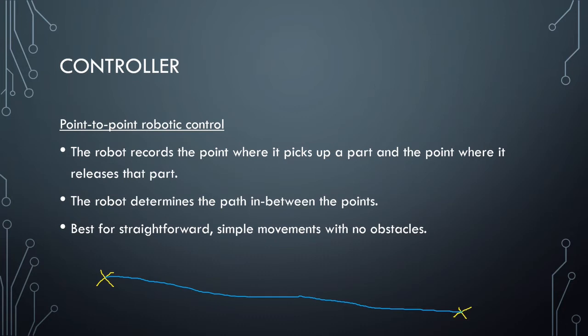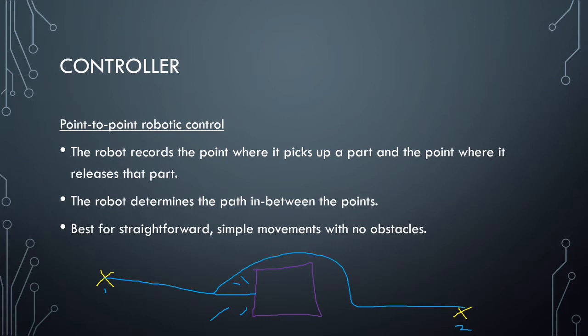As you can see, this is best for straightforward, simple movements. We don't want any obstacles in the way. So if we had an obstacle, let me add it here. We'll say a box is in the way between point A and point B. When the robot is calculating its move from point 1 to point 2, it doesn't recognize that there's a box in the way. So it's going to hit the box on the way to point 2. There's going to be a big crash. It doesn't know that it needs to navigate around the box.